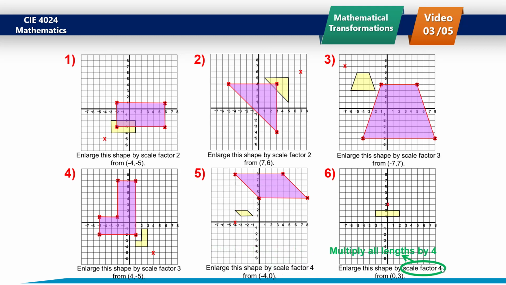When we join them, we get the scaled image. Same with question number 6, as scale factor is 4 and center of enlargement is 0 and 3, you can see there. The first vertex is 2 units left and 1 unit down. If we multiply that by 4, the scaled image should have a vertex which is 8 units left and 4 units down from the center of enlargement. Same with the second, the third, and the fourth vertex. And when we join them, we get this image.